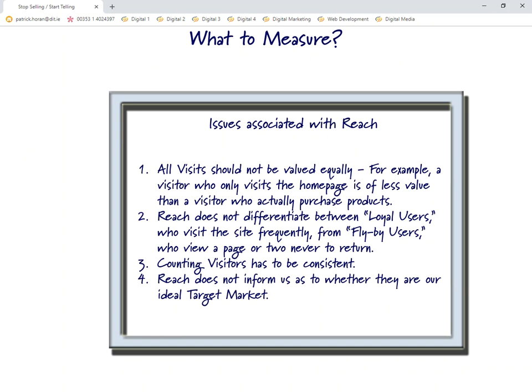Reach doesn't tell us really much about our audience. It just tells us how many there are. Now let's be honest, the higher the number, the better. But it doesn't tell us whether they are our preferred target audience or who they are.